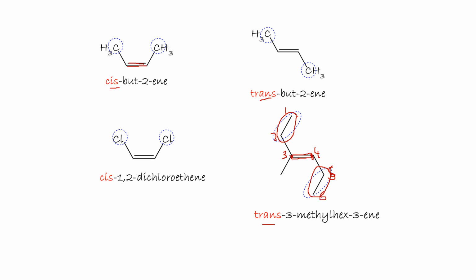6. So, on the carbon 3, we have methyl, so 3-methyl-hex-3-ene, and of course trans.